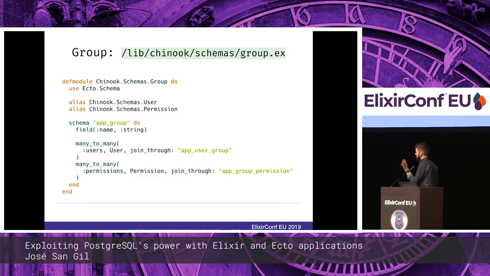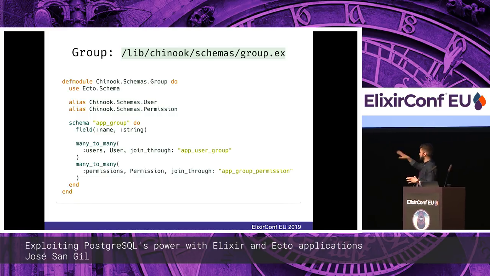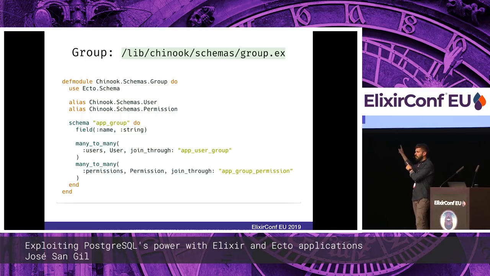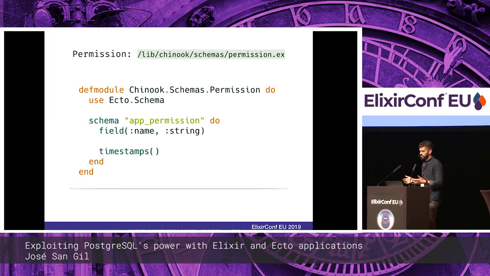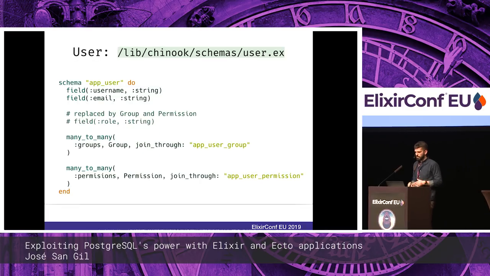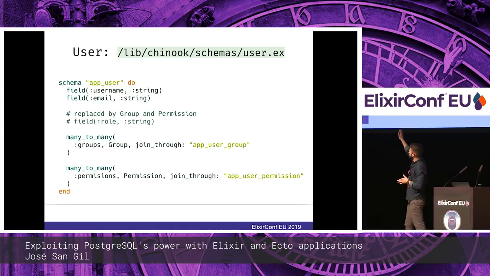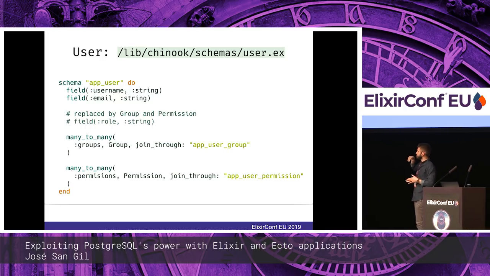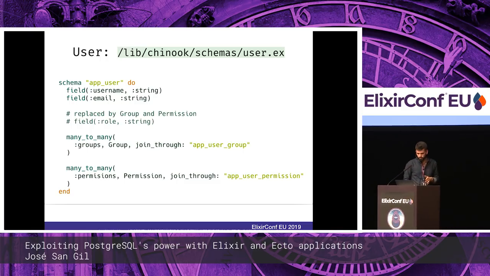This time I'm going to skip the migrations and go directly to the schemas. We have a group table, which basically contains a name, and it has two many-to-many associations: one to the user table that we created before, and one to the permission table. Similarly, we have the permission table, which only contains a name and timestamps. And we updated our user schema. Now, instead of using the role that we were using before, we want to use the concept of group as role. So we also create associations from the group and from the permission to the different tables. This looks good.